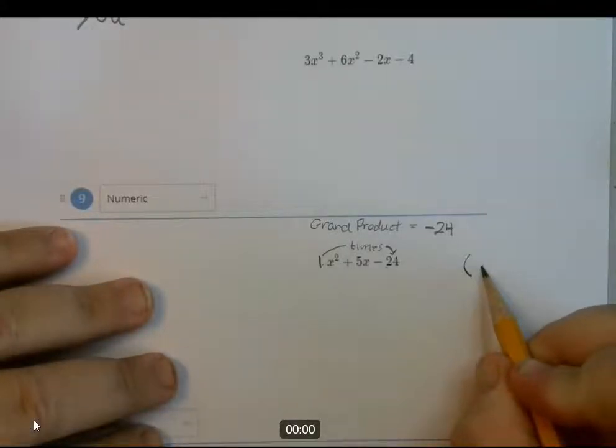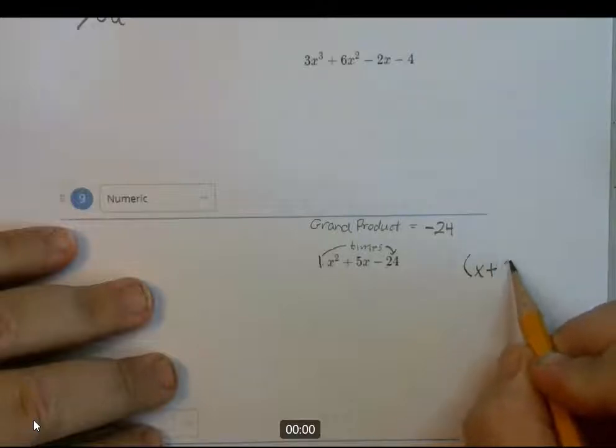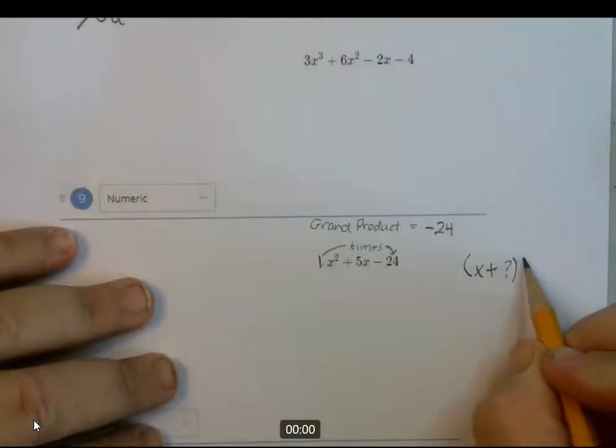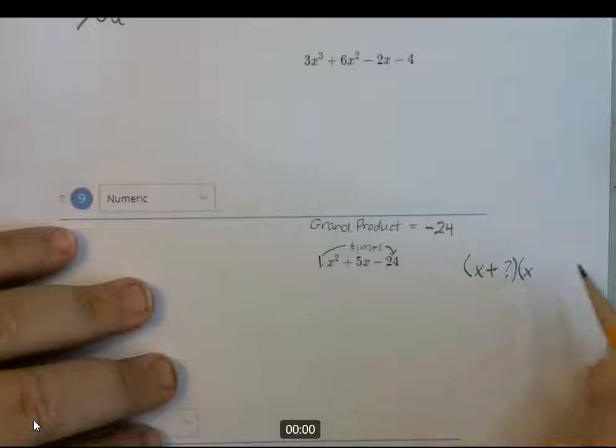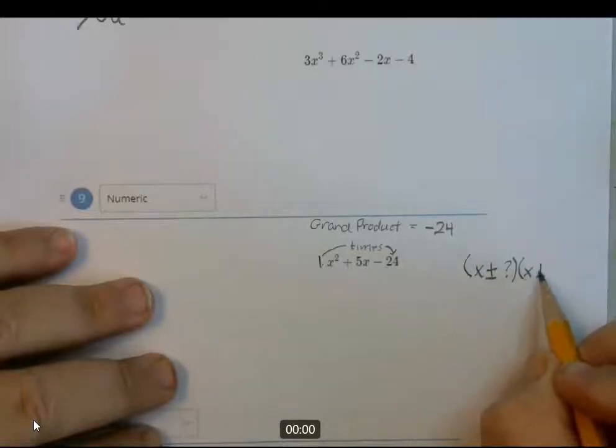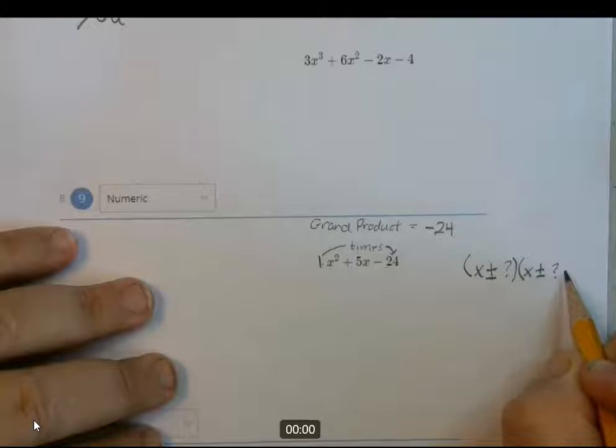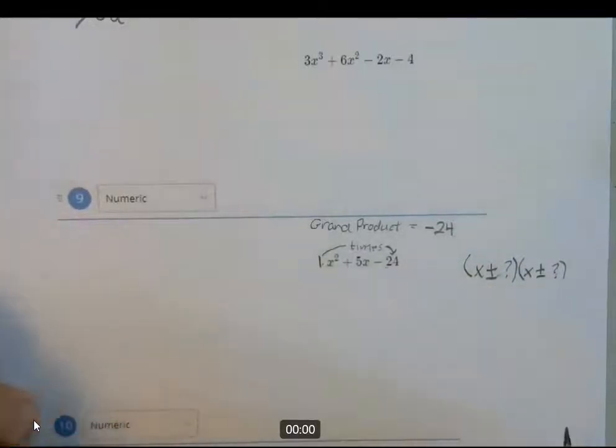It's going to look something like x plus some number. I'll just put a question mark. That's what we're trying to find. And x, it could be plus or minus. So let me put a plus or minus sign. And this is x plus or minus some number, not necessarily the same number there. Those are called binomials, okay? So that's kind of what we're looking for, something that looks like that.